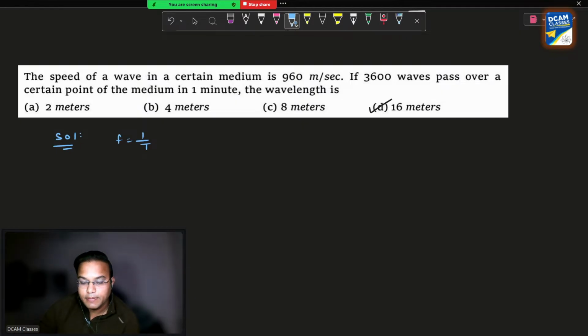Frequency is 1 by time period. It's 3600 by 60 hertz. V is equal to omega by k. V is 960, so it is 2 pi by T over 2 pi by lambda.